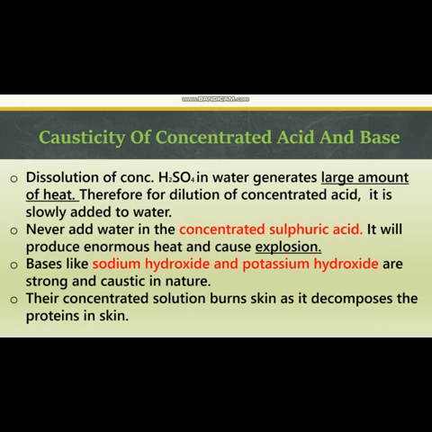Their concentrated solution burns the skin as it decomposes the proteins in the skin. We have a lot of proteins in our skin. It gets decomposed. Okay, it breaks down. So this is the harmful or hazardous nature of concentrated acid and base we have learnt now. Okay, in the laboratory we will take care of all these things while carrying out experiments.